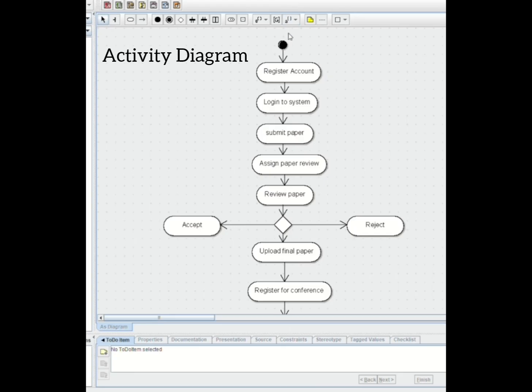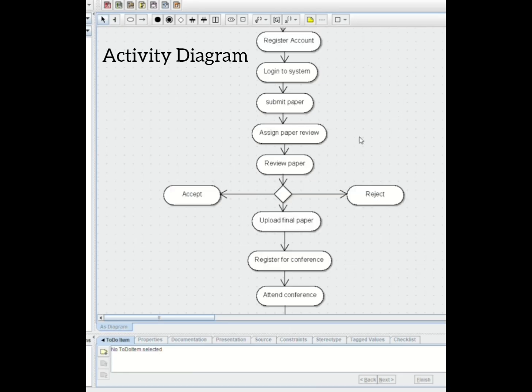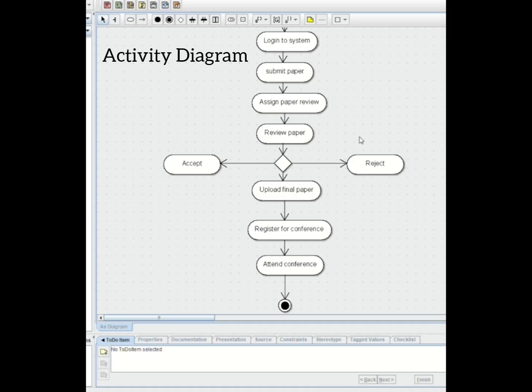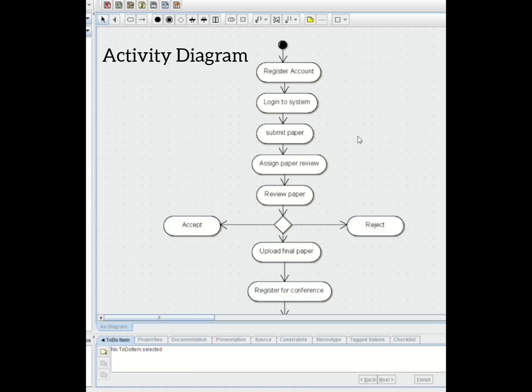In this session, I will demonstrate the activity diagram for a conference paper submission system. Created using ArgoUML, this diagram represents the dynamic behavior and workflow of the system. Activity diagram. Conference management system. Initial node. The process begins at the black circle at the top, representing the start of the workflow.